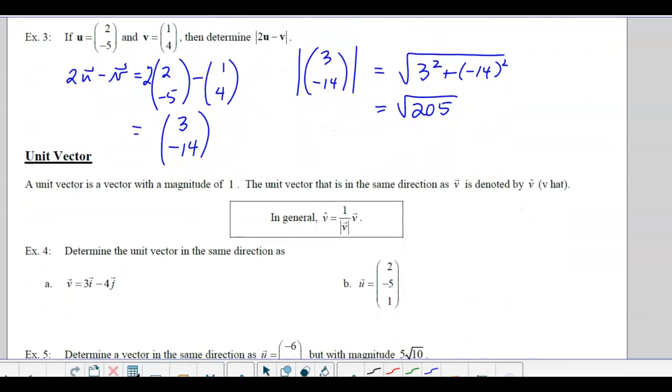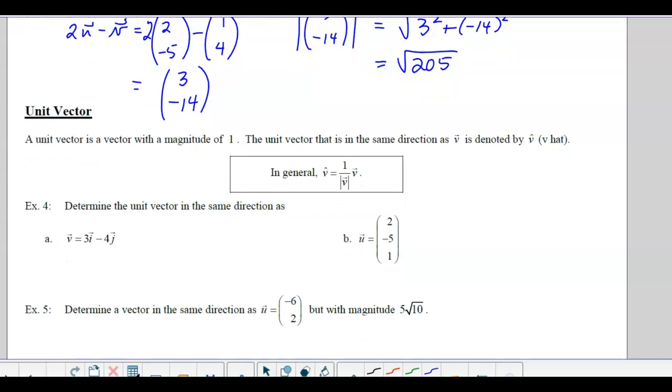Thank you, thank you. Okay, so sometimes we'll want to find a unit vector. So what is a unit vector? A unit vector is a vector that has a magnitude of 1, in the same direction as the original. So you've got a vector, say it has magnitude of 5, so 5 units, you're drawing one in the same direction, but it has a length of only 1 unit, okay?